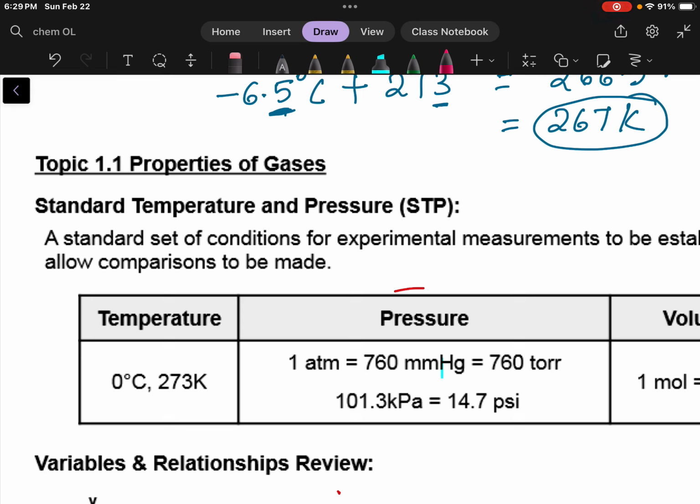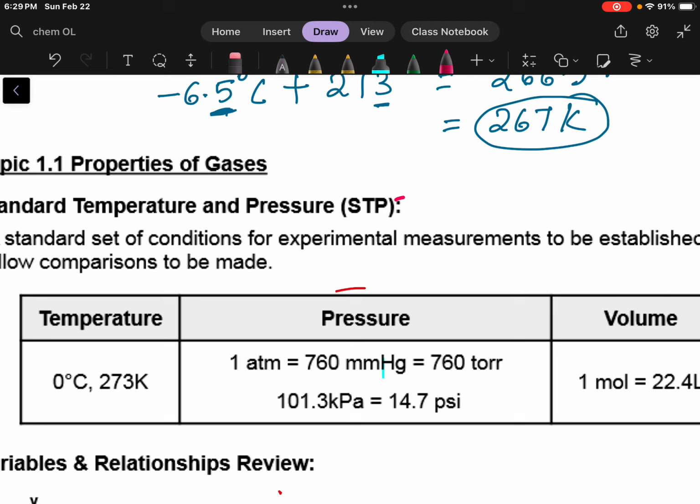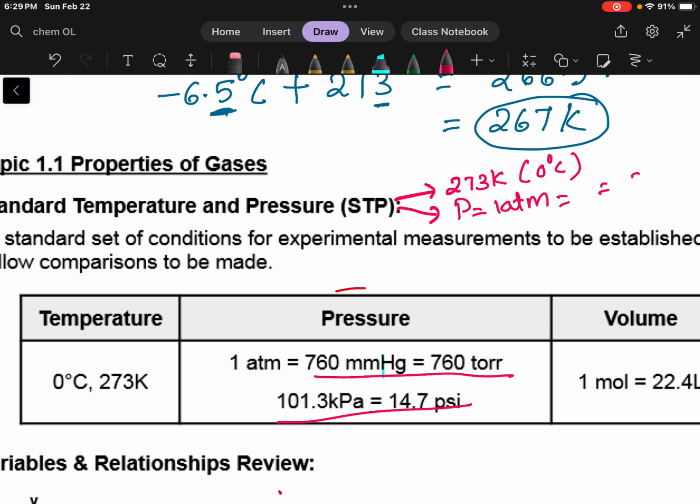Conventionally we are fixing certain temperature, pressure and volume for doing calculations or experiments in lab. Whenever I say an experiment happened in STP, that means the temperature must be 273 Kelvin, or you can say 0 degrees Celsius, and pressure must be one of the values. You can have 1 atm or any of these values. I'm not writing everything. And volume will be 22.4 liter, that is called molar volume.